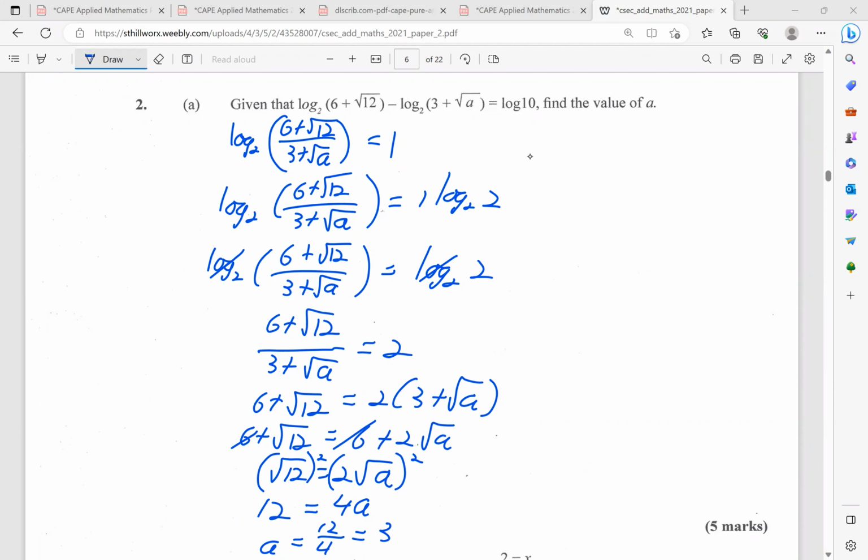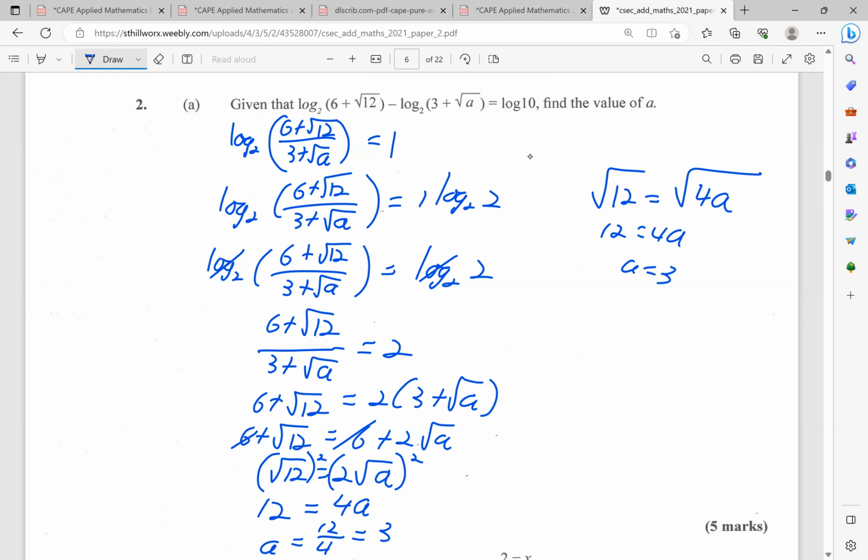6 plus root 12 over 3 plus root a, cross multiply. 6 plus root 12 is 6 plus 2 root a. Now you could have squared both sides if you wanted. You could do root 12 is square root of 4a. If you want to introduce it, 12 is 4a, a is 3. So if you did that as well, introduce the 2 into the square root.